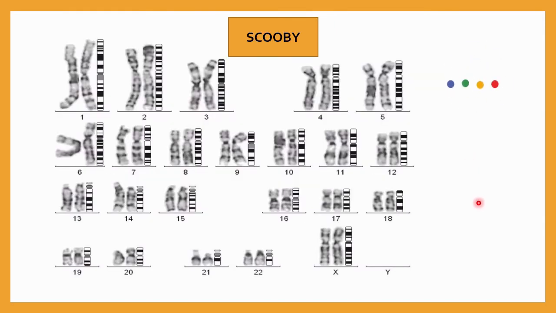So here is the next karyotype. You can see the photograph. This is the karyotype of Scooby. Just identify whether this is normal or abnormal. If it is abnormal, then identify which type of abnormality is there and write it down in a comment. Write down which type of abnormality is found in Scooby. For this, I am giving you 1 minute. Your time starts now.